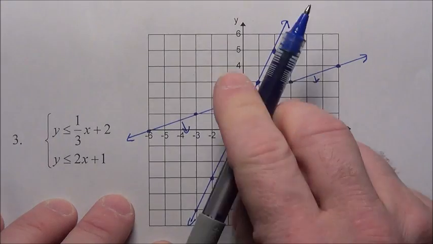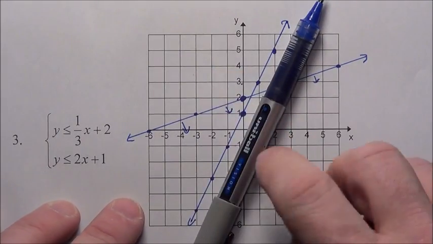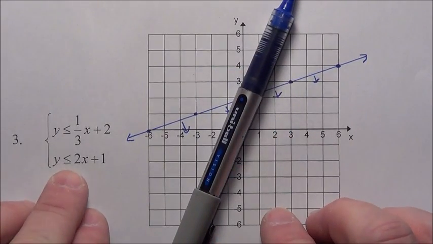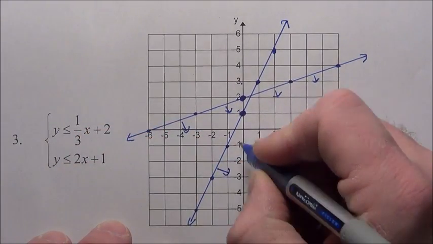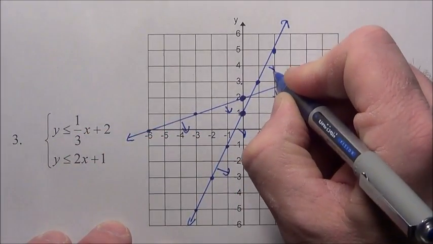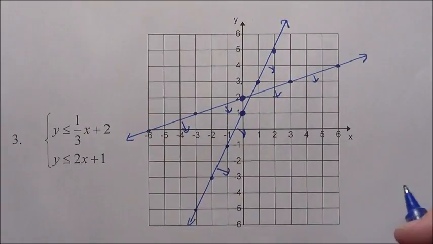Now, what side are we shading on this guy? Are we shading above it or below it? That's what I'm trying to see. It says less than, so we're shading below it, underneath it. We're shading points this direction, underneath it, less than.